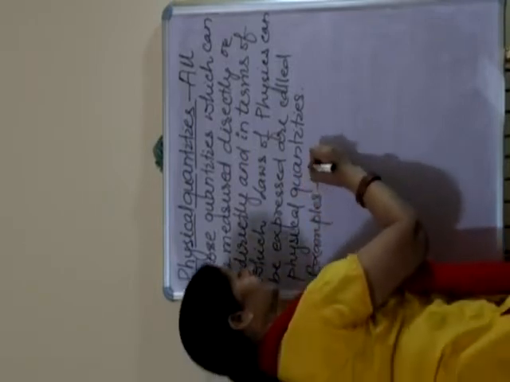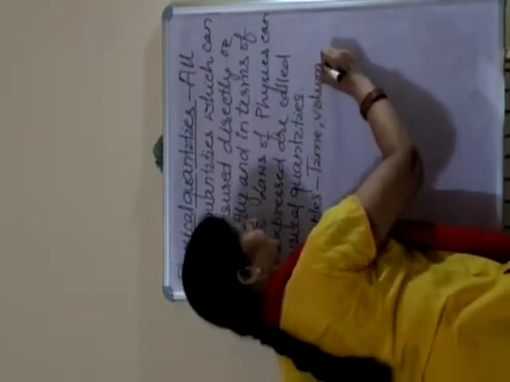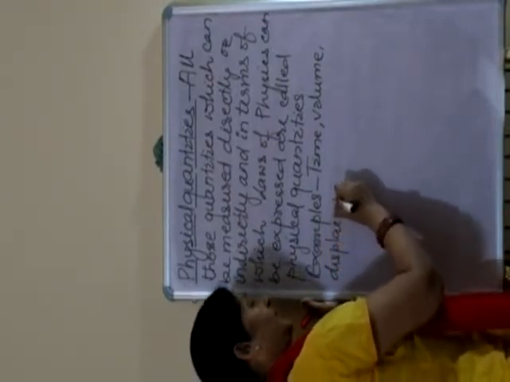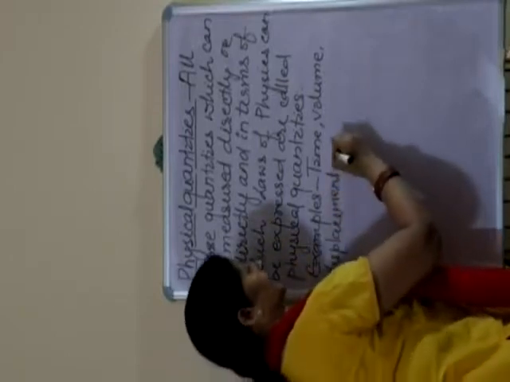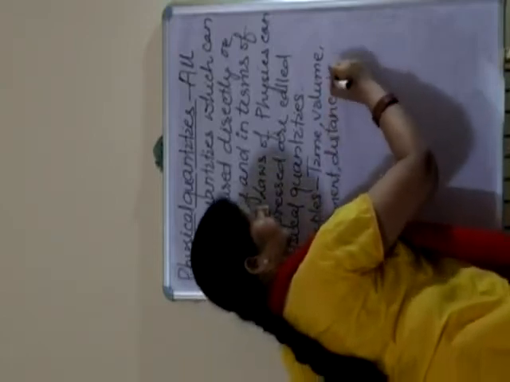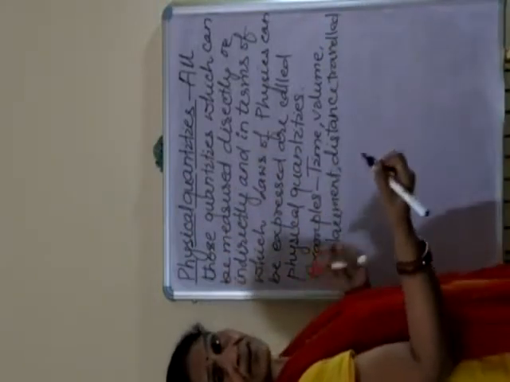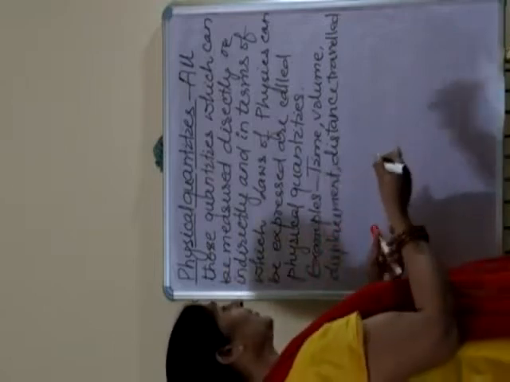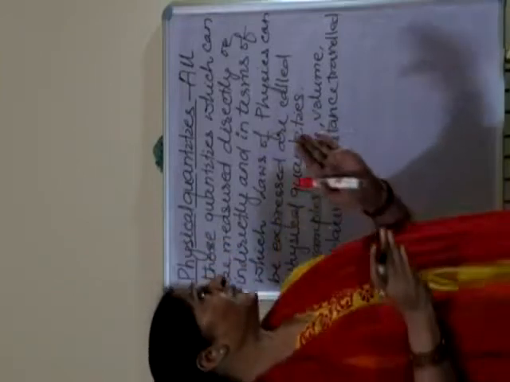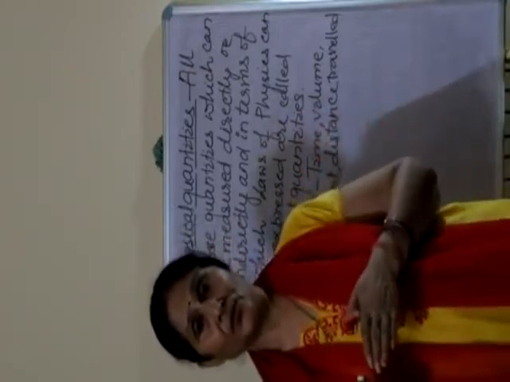Examples: time, volume, displacement, distance traveled, speed, velocity, acceleration, etc. On the basis of magnitude and direction of physical quantities, these physical quantities are divided into two groups: scalar quantities and vector quantities.